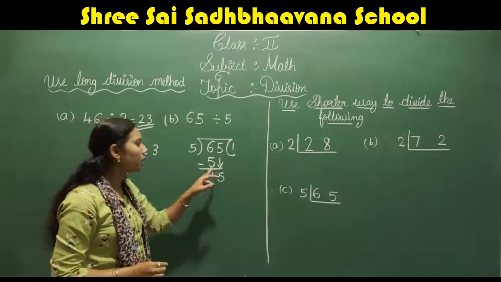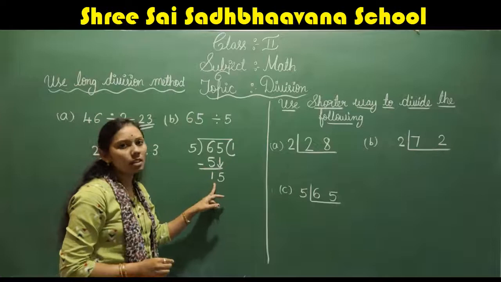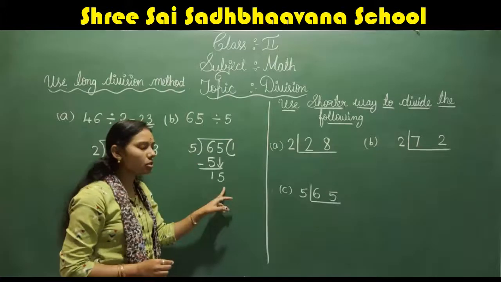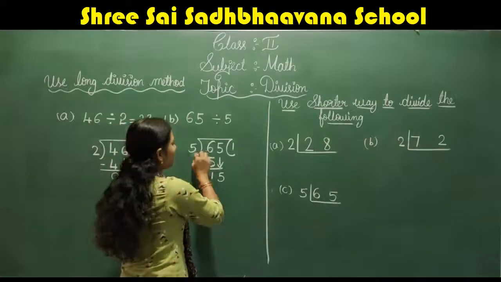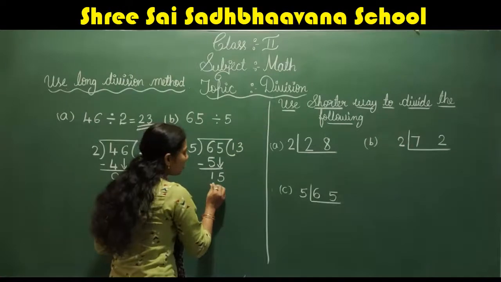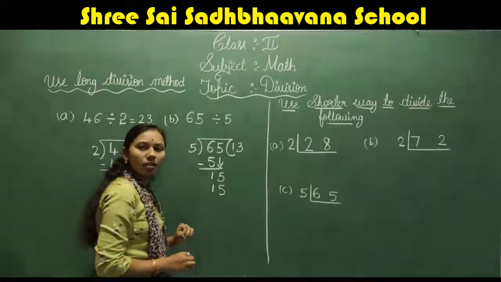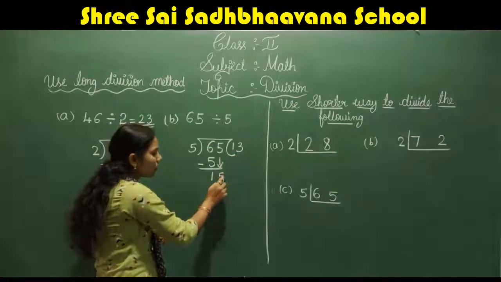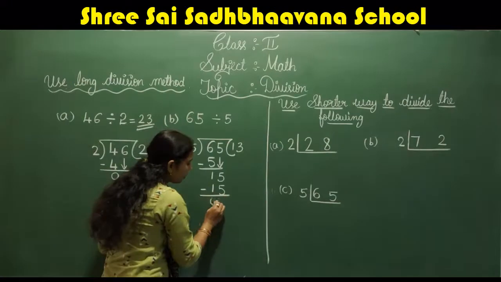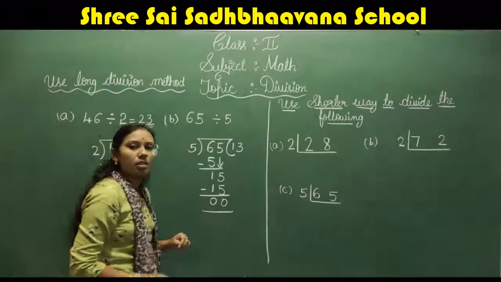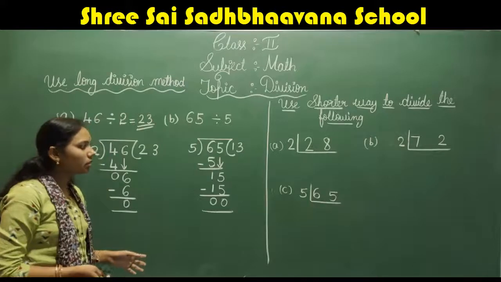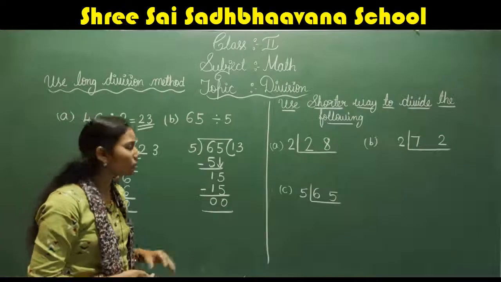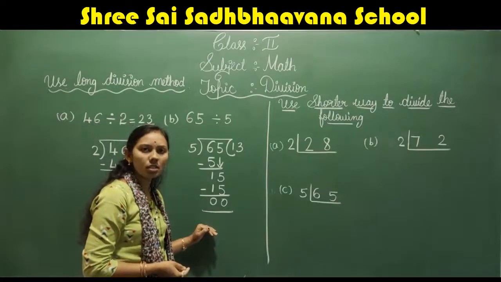Okay, here 15 is the dividend now. What is the divisor? 5. So how many times does it go? 3 times. 5 3s are 15. Okay, children. So 15 minus 15 is 0. This is the method to do the division. Okay, the long division method. Do you understand, children?